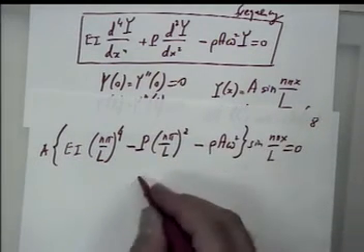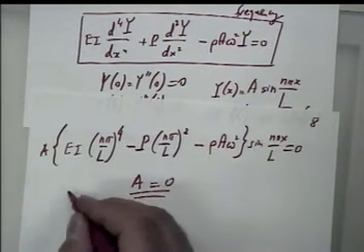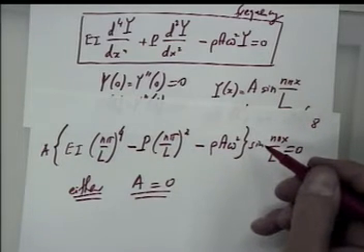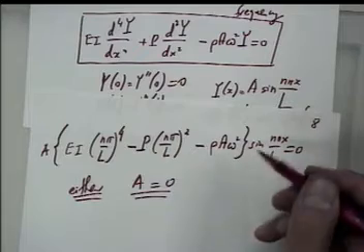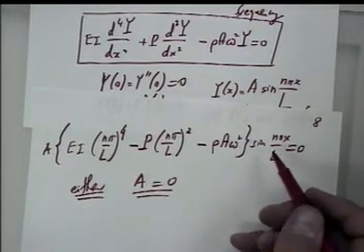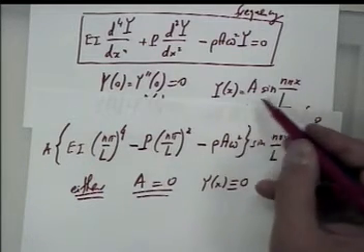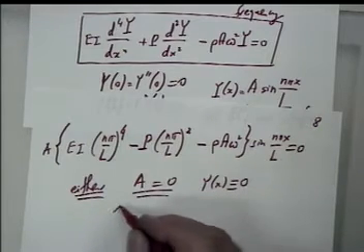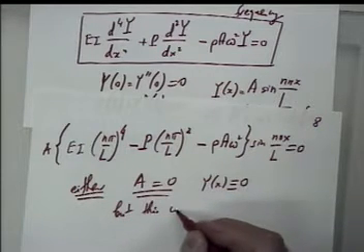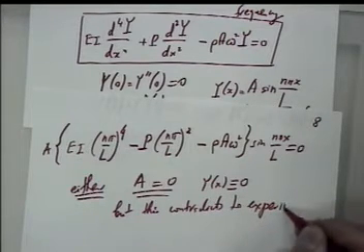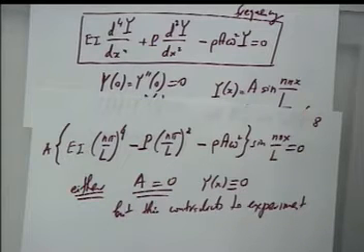Now, if this is 0, A can be 0. If A is 0, then Y of x equals 0. But this contradicts experiment, because we see that the beam, or column, is vibrating. So A is not 0.